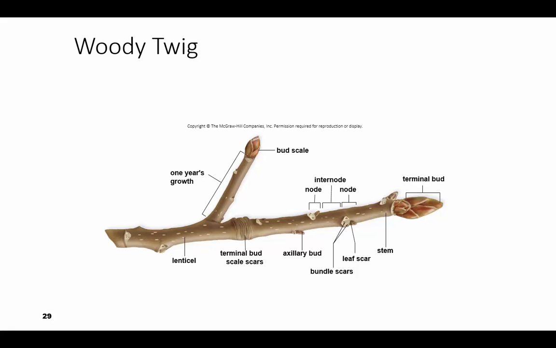Look at this woody twig. You can see the nodes where the buds come out, and then the area between the two nodes, that's an internode. Look at the terminal bud protected by the leaf primordia. Leaf scars where the branches came off. And you see the little axillary buds coming out at the node there. This is just showing you one year's growth.